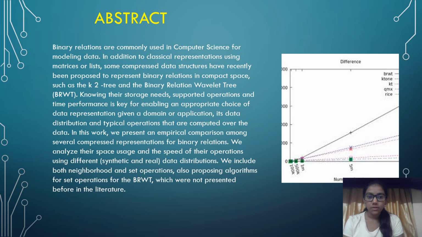In this work, we present an empirical comparison among several compressed representations for binary relations. We analyze their space usage and the speed of their operations using different synthetic and real data distributions. We include both neighborhood and set operations, also proposing algorithms for set operations for the BRWT, which were not presented before in the literature.